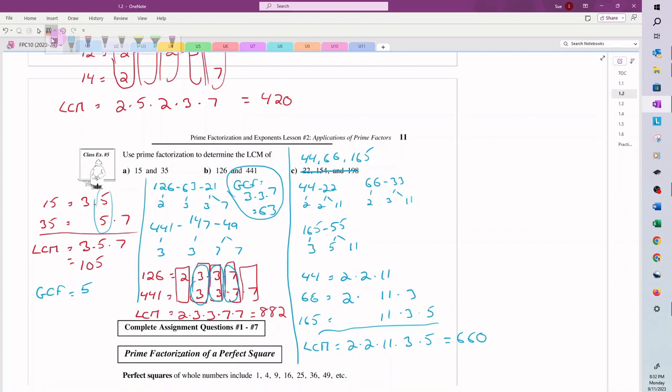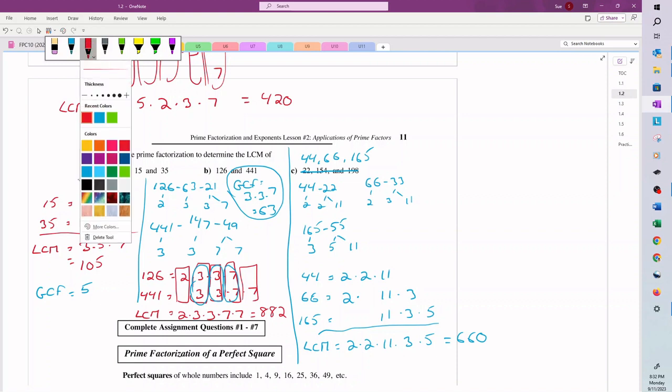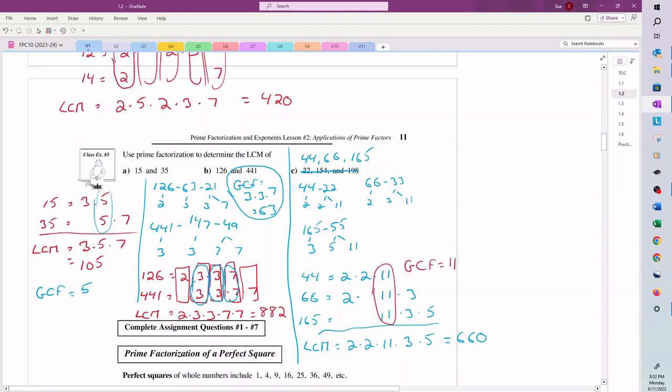And my greatest common factor, it used to be so much easier to change pen colors. Snappy today. And then my greatest common factor is 11.